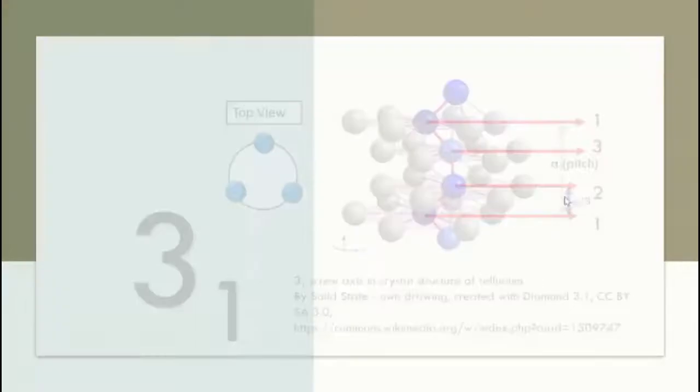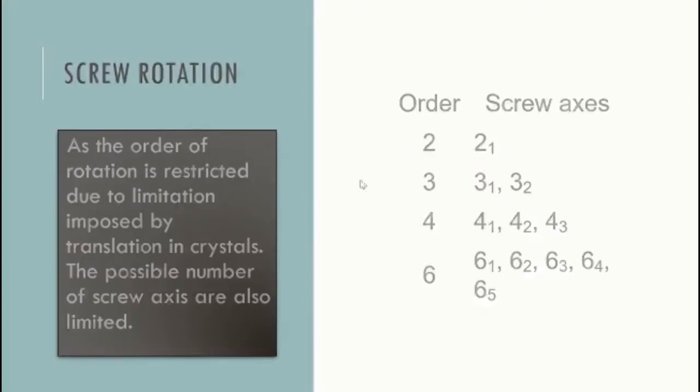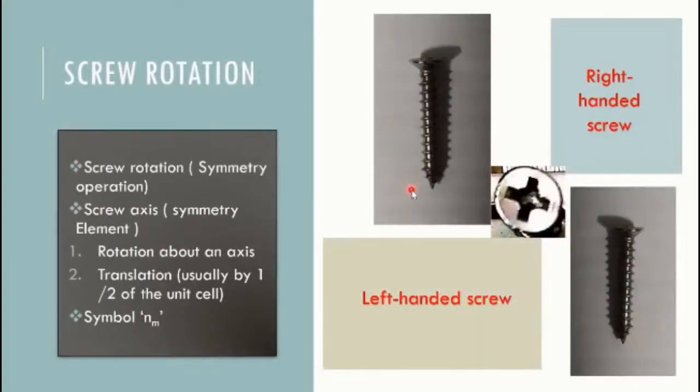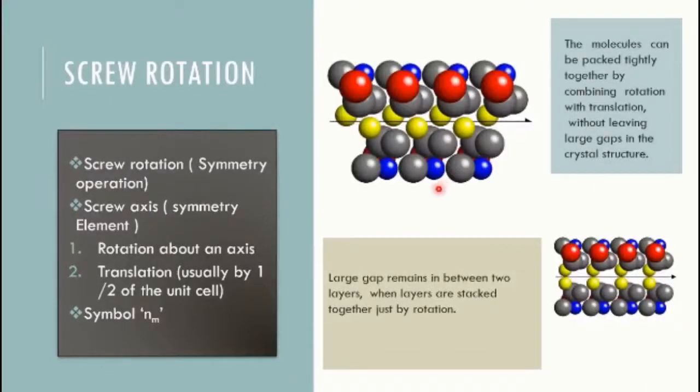They are listed here. Screw rotation can be right-handed, in which the clockwise screwing motion moves the helix away from the observer. This kind of screw you often see at your home. In case of left-handed screw, the clockwise screwing motion moves the helix towards the observer. The molecules can be packed tightly together by combining rotation with translation, without leaving large gaps in the crystal structure.